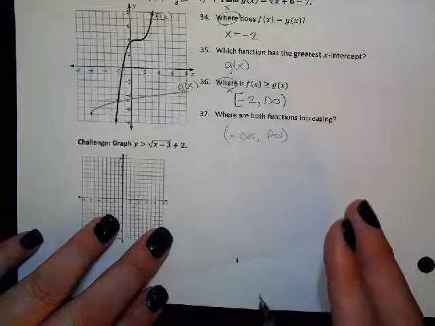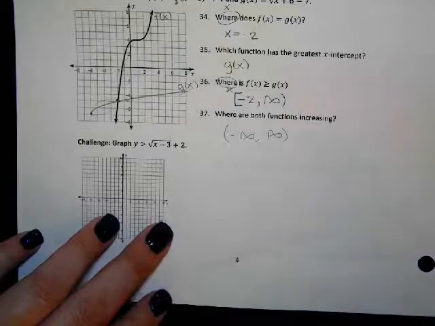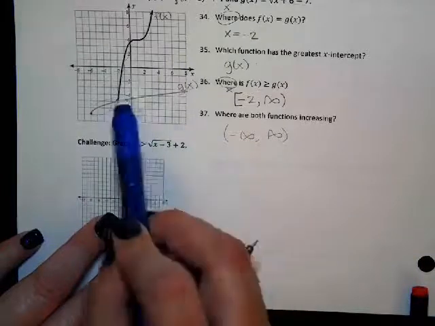Say -2, -5, and then 2 positive. So -2 was the point where they crossed each other. What is the point we actually want to use?